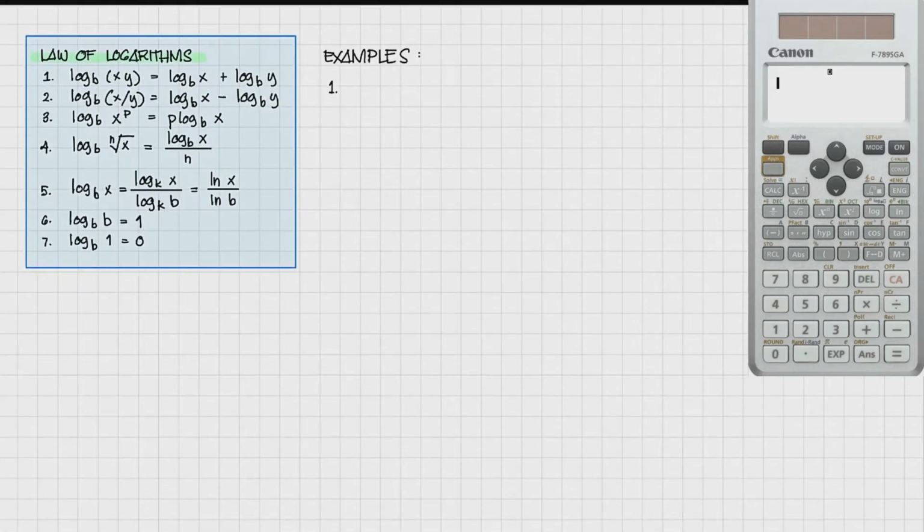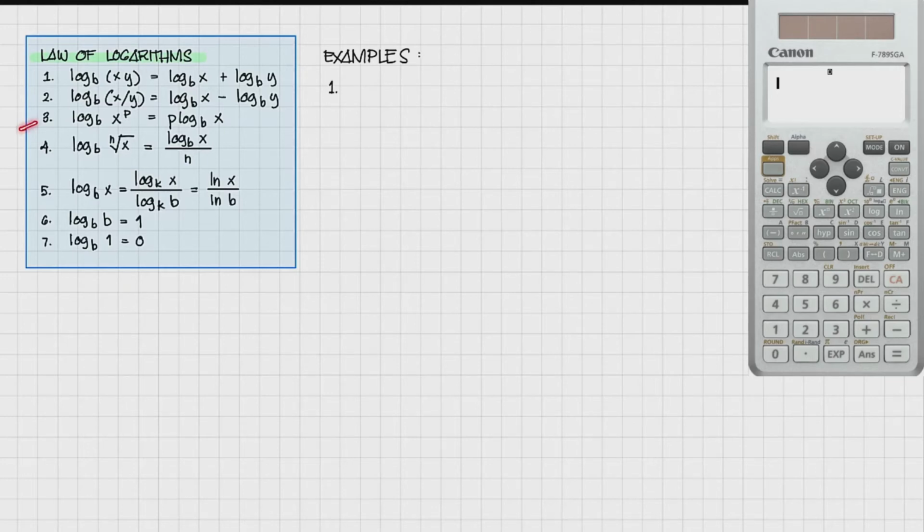So we have around 7 laws that we need to discuss. The first one: log of x times y base b is equal to log of x base b plus log of y base b. For number 2, we have log of x over y base b, and that is equal to log of x base b minus log of y base b. And then, you know, it's quite similar to the laws of exponentiation, diba?